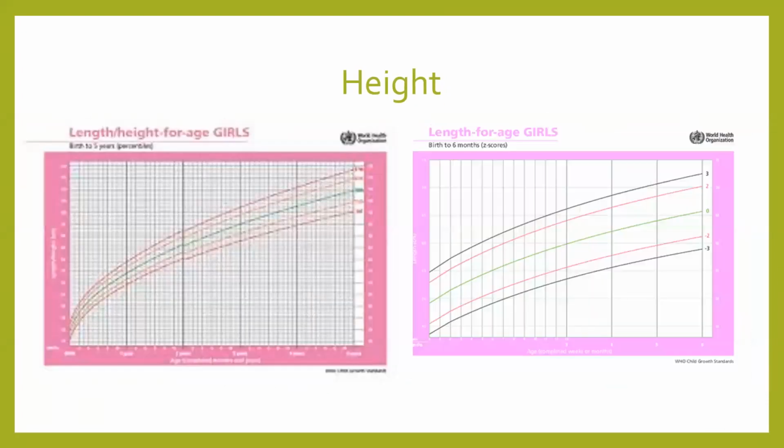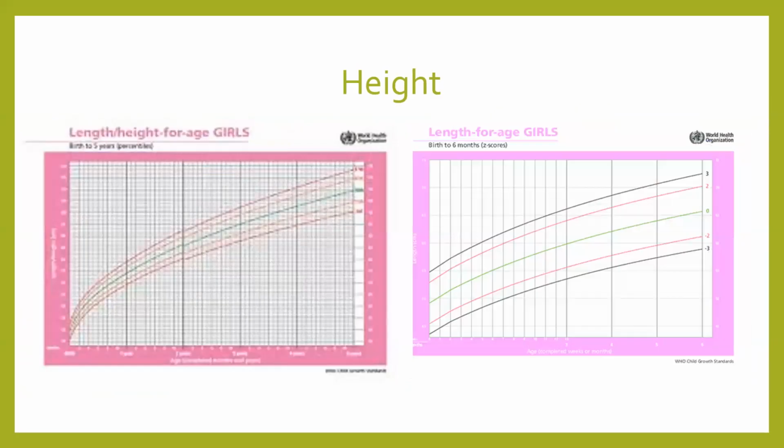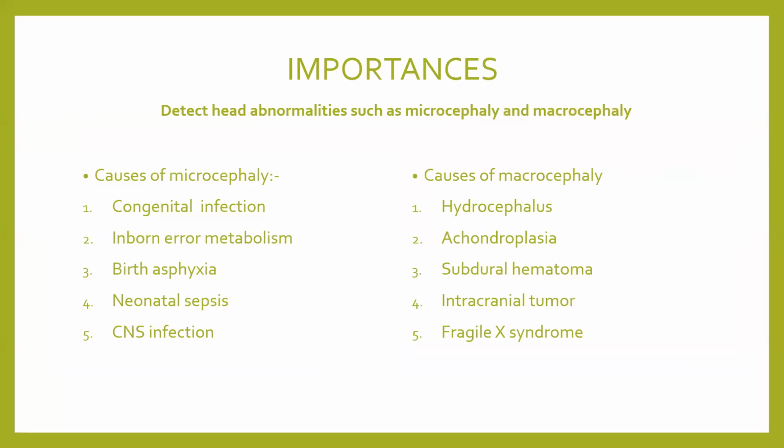Next slide. Okay, this is the slide for height, for boys and also girls. The concept is almost similar. So next is head circumference. Head circumference is really important to detect head abnormalities such as microcephaly and macrocephaly, and the progression of the problem.